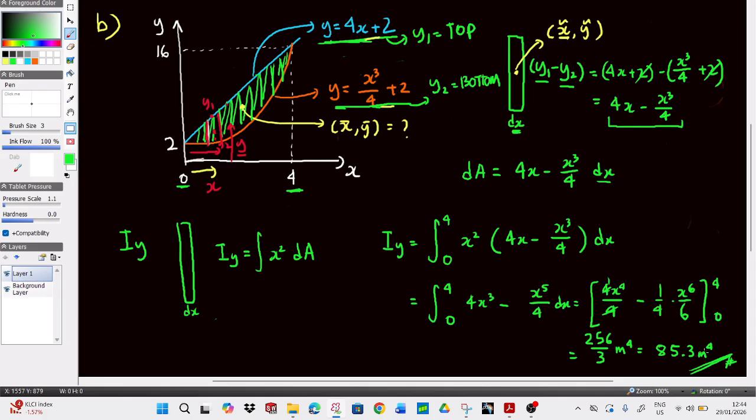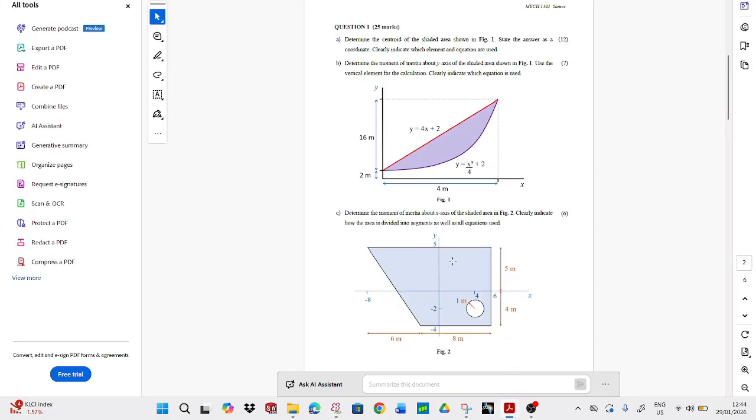Usually for moment of inertia we put meters to the power of 4. Why is that the case? Because our x squared becomes meters squared, and our dA is also meters squared, so meters squared times meters squared becomes meters to the power of 4. Hopefully that's clear. So we've already done part A and part B. Now we really have to find part C.